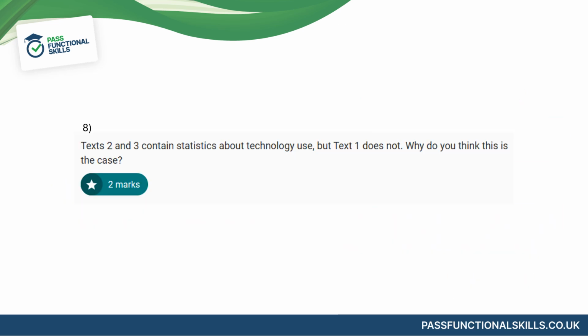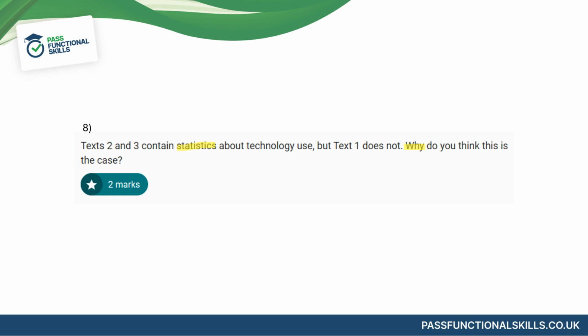Question 8. Text 2 and 3 contain statistics about technology use, but text 1 does not. Why do you think that this is the case? Okay, so this is the first of our comparison questions. So we need to look at all 3 texts and think about the way that they've used statistics and facts. Now, this question is actually very similar to a detail question, so thinking about why a text might be more detailed than other texts. So it's very similar to that in terms of the way we're going to answer it, but the difference is we're thinking about statistics.